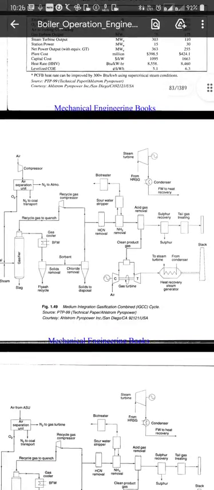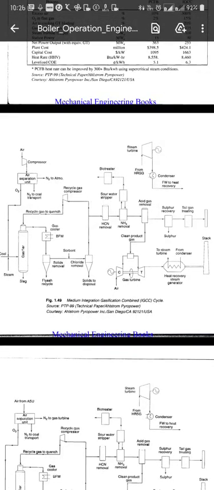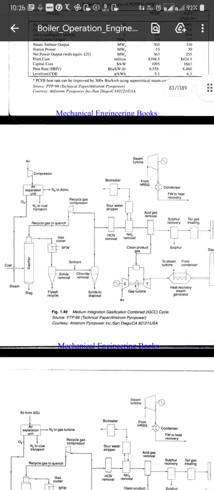This is page number 72. In this diagram, we can see the medium integrated gasification combined cycle (IGCC). Here, we can see the coal feed on the left side of the diagram going to the gasifier, and slag is at the bottom of the gasifier. The recycled gas quench is from the recycled gas compressor.